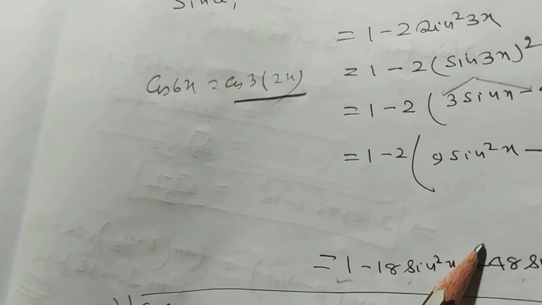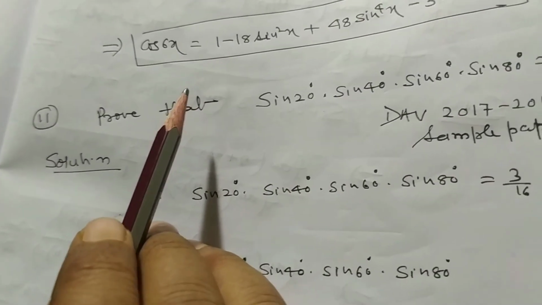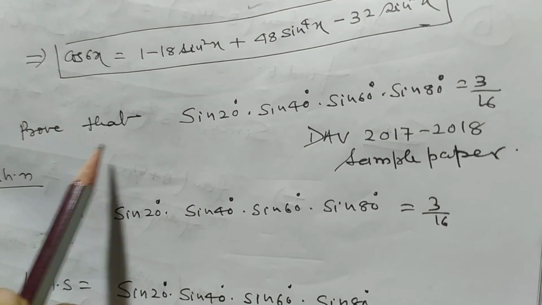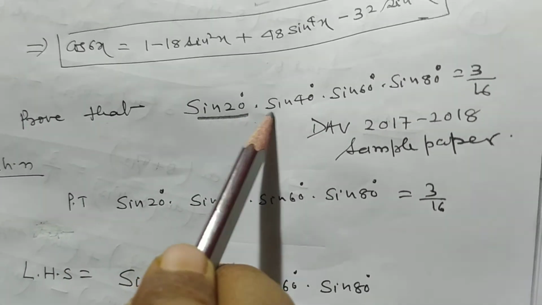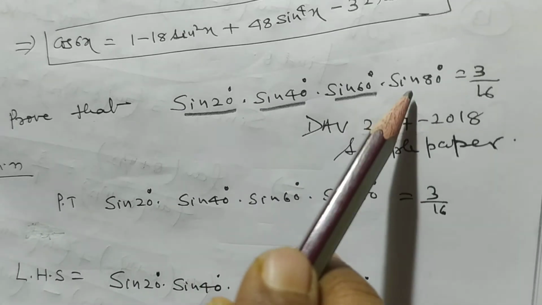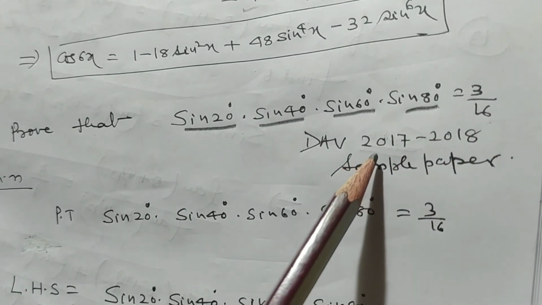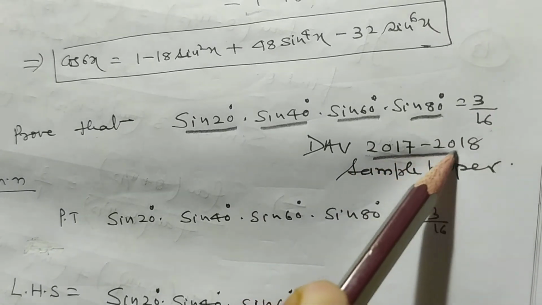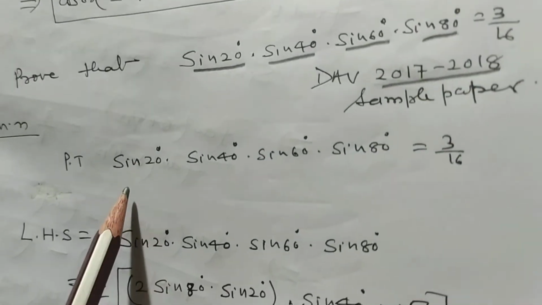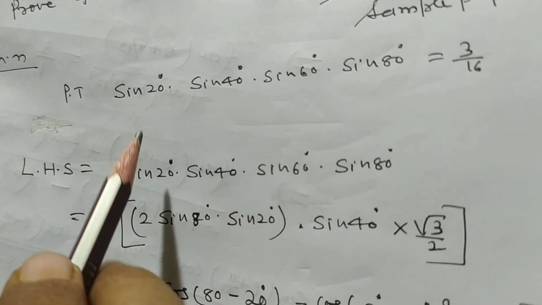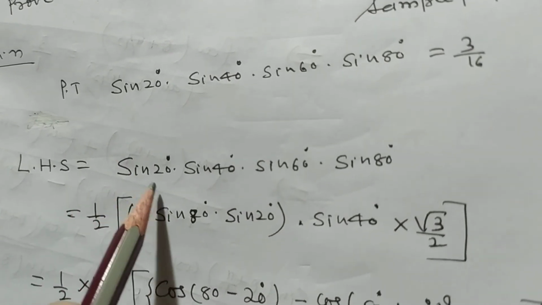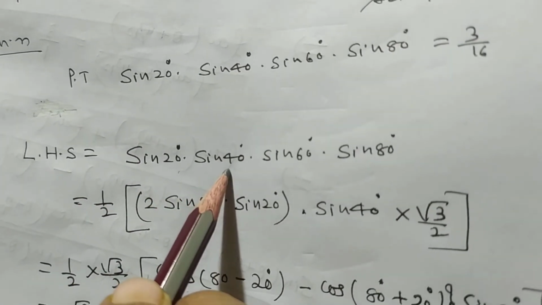This is very important for the purpose of examination. Prove that sin 20, sin 40, sin 60, sin 80 degree is equal to 3 by 16. This problem is from 2017-18 sample paper. Now my dear student, we consider left hand side is equal to sin 20 degree, sin 40 degree, sin 60 degree, sin 80 degree.